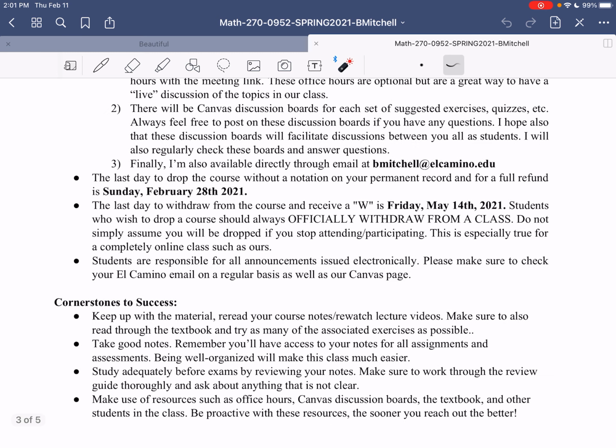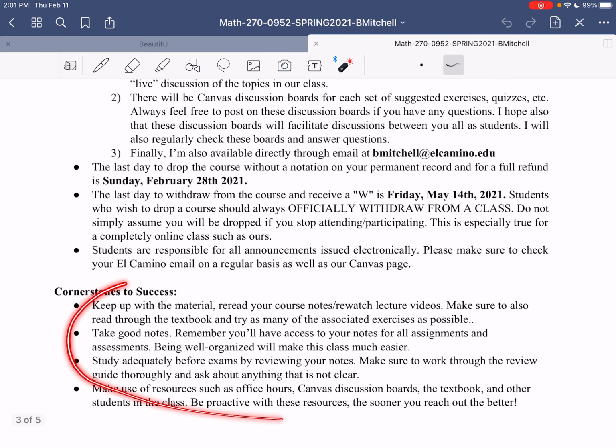All right, speaking of ways to be successful, let's talk about 4 quick cornerstones to success. A lot of these probably apply to all sorts of college classes. They definitely all apply to mathematics courses in general, but I'd really like to just highlight them.